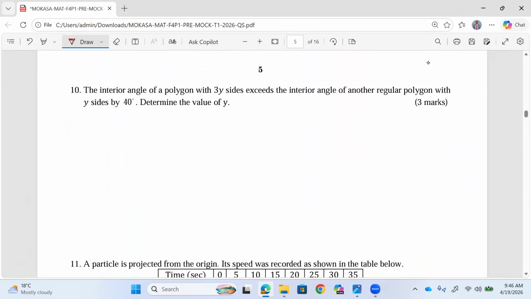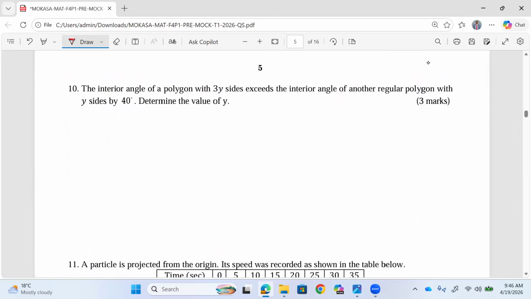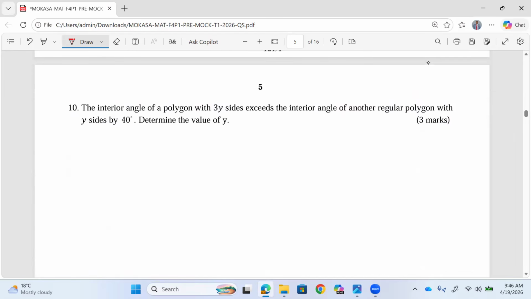Now we check number 10, ladies and gentlemen. The interior angle of a polygon with 3 sides exceeds the interior angle of another regular polygon with y sides by 40. Determine the value of y.